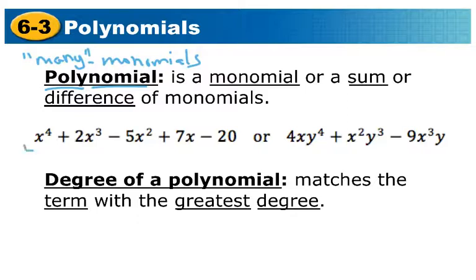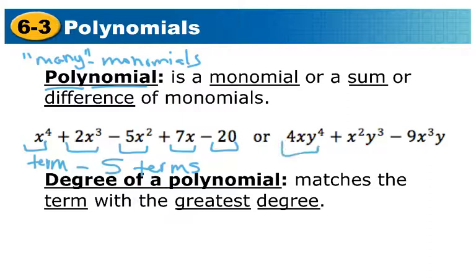So here we are, x to the fourth, 2x to the third. Each of these pieces is a term. And so there are 5 terms. This one over here, kind of complicated, but it only has 3 terms. It does have a lot of variables involved, but 3 terms. So the degree of a polynomial matches the term with the greatest degree. If we look at each of these terms of this first one here, this is degree 0, 1, 2, highest power is 3, and then 4. So it turns out that this first one has a degree of 4.